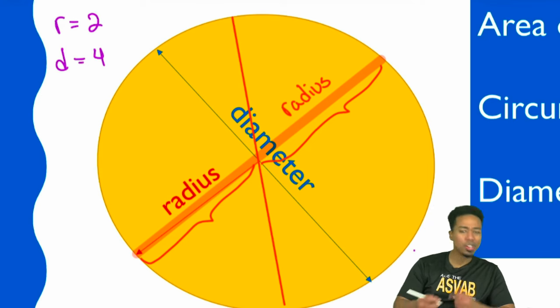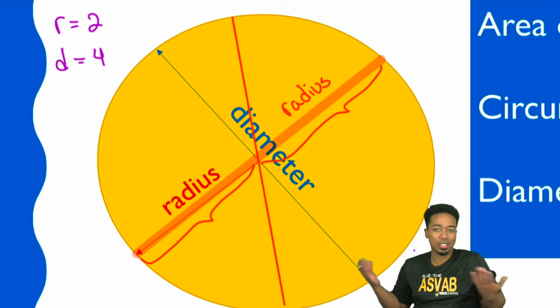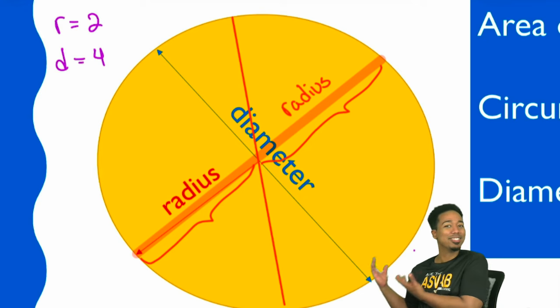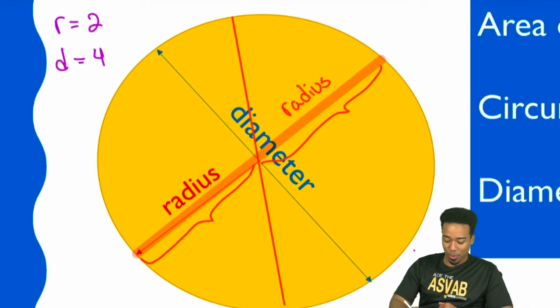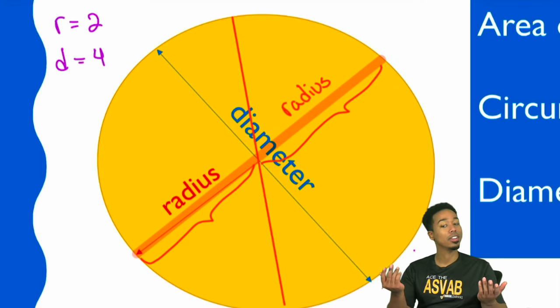Let's go ahead and just reinforce this visually. Again, we like drawings, right? Let's go ahead and make use of them. So if my radius is 2, well, my diameter goes all the way across. It's double that. Radius 2, radius 2, the whole diameter has to be 4. Right there.